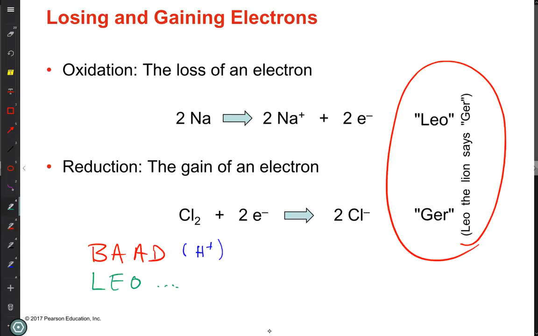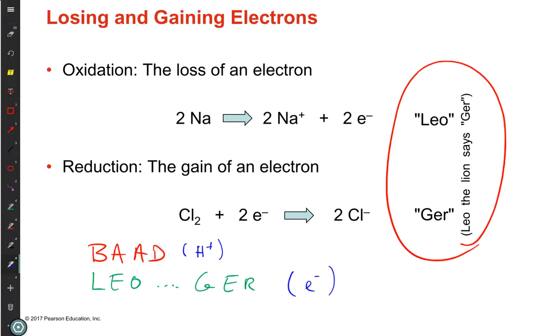Leo the Lion Says GER. And what does that have to do with? That has to do with electrons. So lose electrons, oxidation. Gain electrons, reduction. Versus bases, absorb.